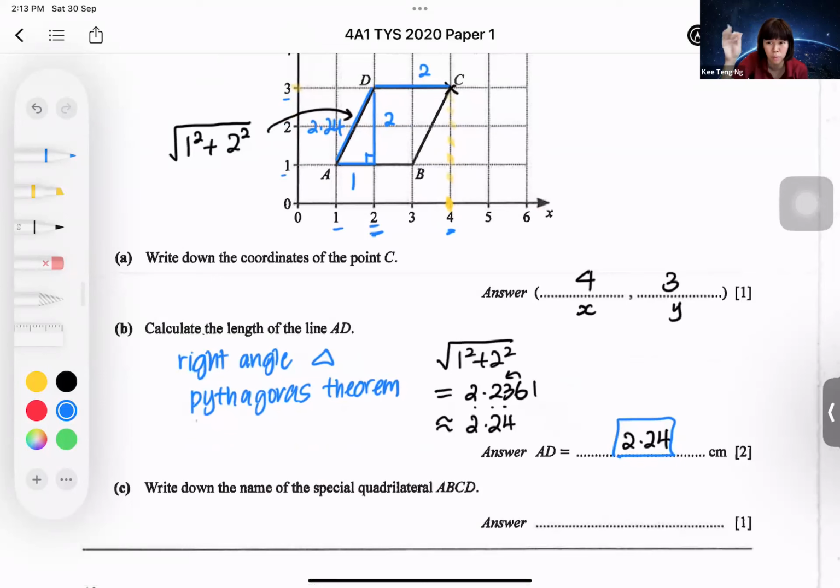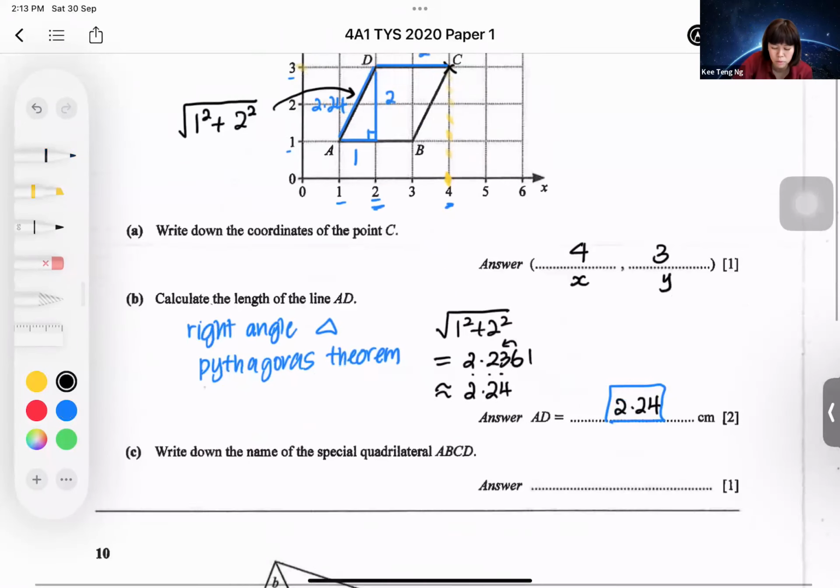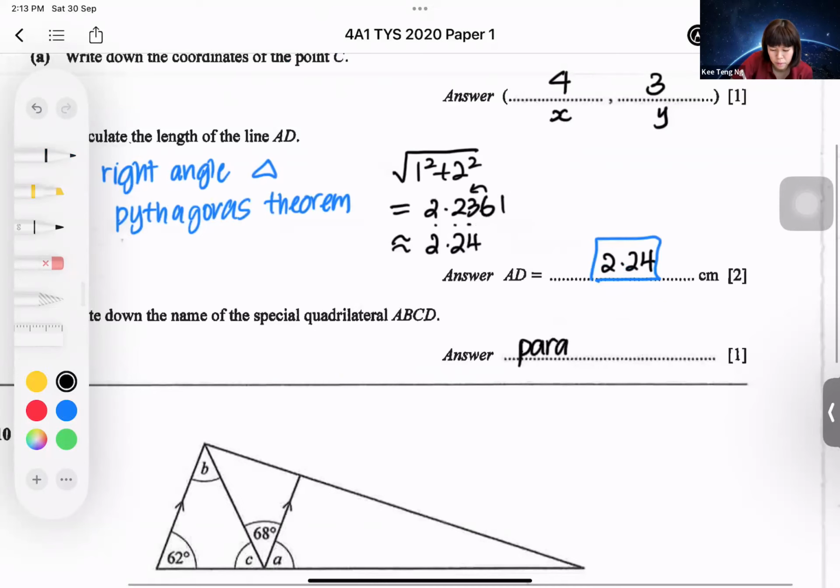Only a rhombus will have all 4 sides equal, right? So in this case, it cannot be a rhombus. So it will have to be just a parallelogram. So first you spell parallel, then o-gram. Okay, parallelogram. Please remember these few names. From a couple of papers, we got trapezium, isosceles triangle, equilateral triangle, rhombus, parallelogram. So quite a number of spellings to remember.